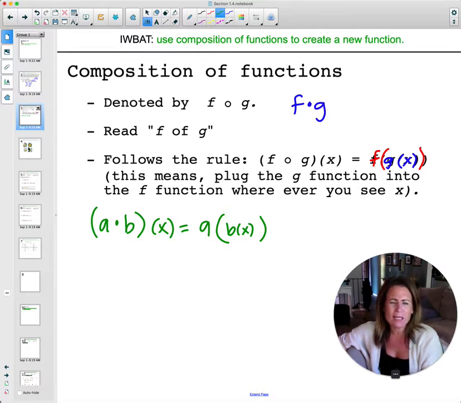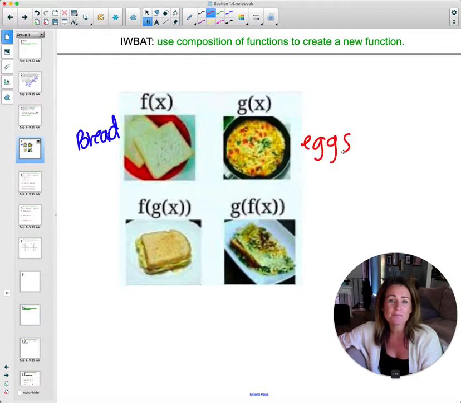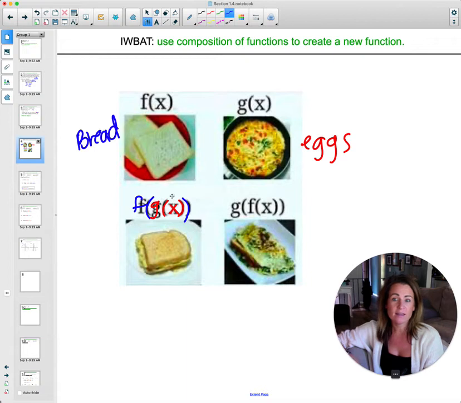So what does this even look like? Let me show you this little meme to help you figure out what we're doing here. If f of x is bread or toast, so we see this bread right here, and g of x is eggs, if we were going to do f of g of x, you see the g of x function inside of the f of x function. Remember, the f function is bread, the g function is eggs, so we're putting the eggs into the bread. We're taking the eggs and putting it into the bread, making an egg sandwich, right?